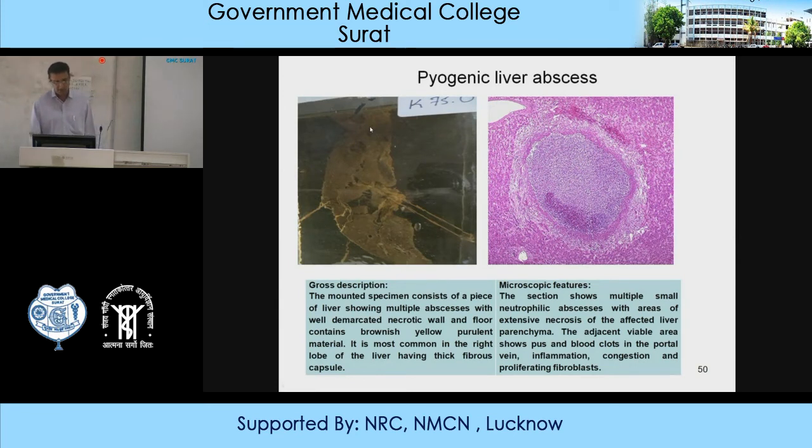It is most common in the right lobe of the liver, having a thick fibrous capsule. In microscopic there are multiple small neutrophilic abscesses with areas of extensive necrosis of the affected liver parenchyma. The adjacent viable area shows pus and blood clots in the portal vein, inflammation, congestion, proliferating fibroblasts.